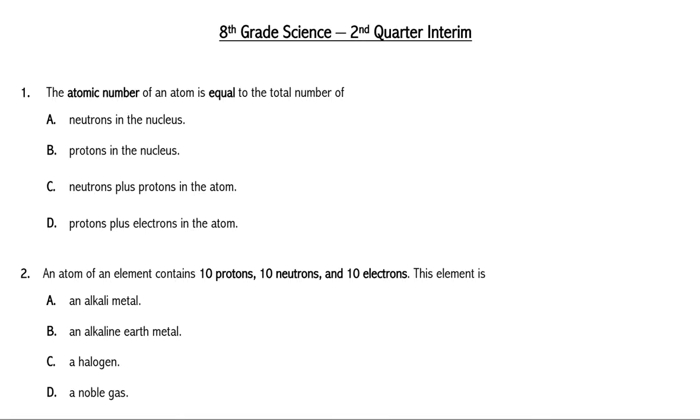Question 2. An atom of an element contains 10 protons, 10 neutrons, and 10 electrons. This element is A. An alkali metal, B. An alkaline earth metal, C. A halogen, D. A noble gas.